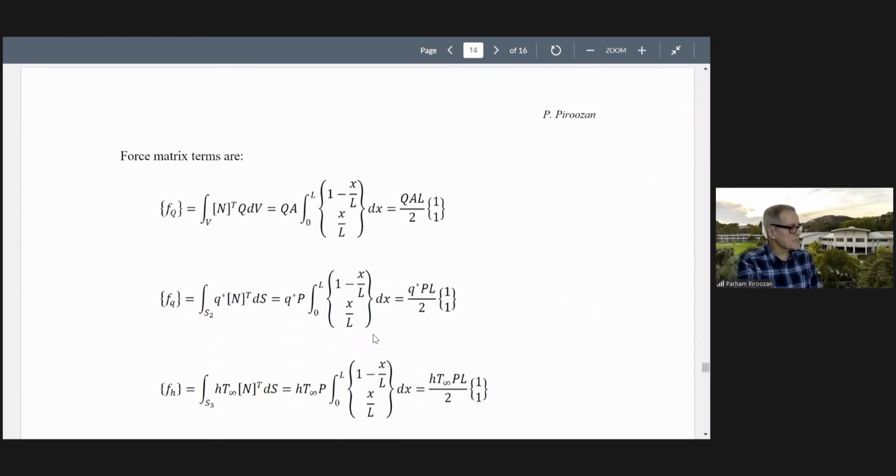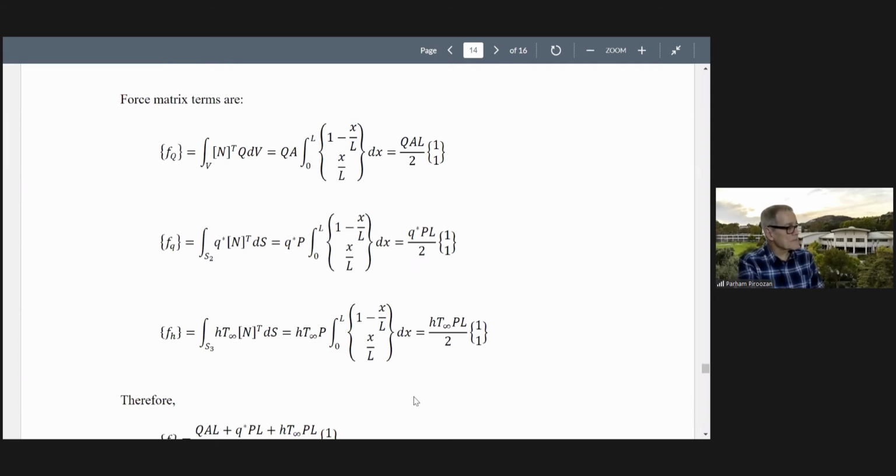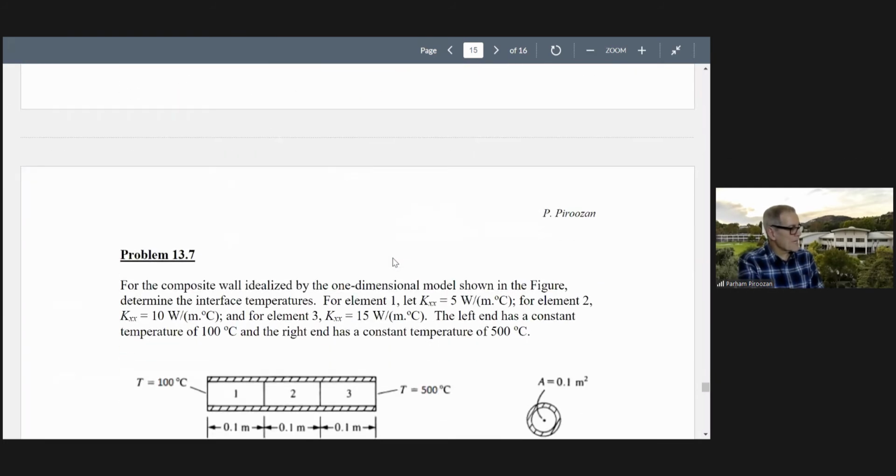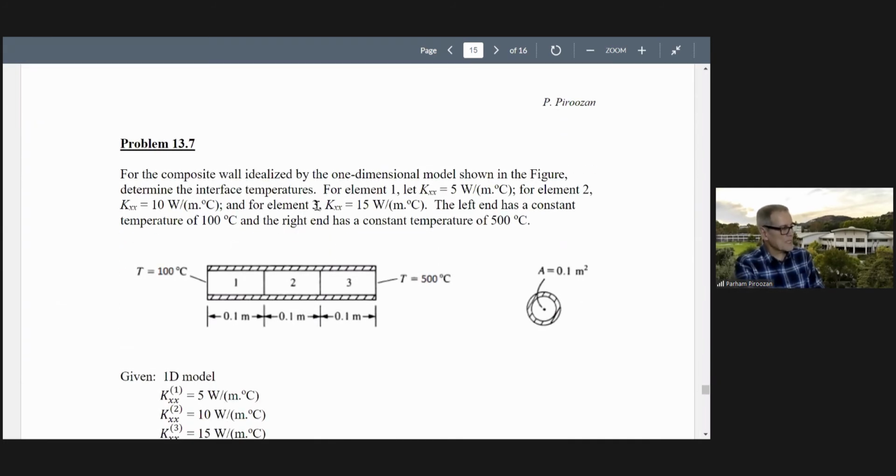So let's look at this example. And then F here, we looked at this one. So F, these shape functions, if you put them in, a simple integration gives this. F sub lowercase q is conduction from the surface, given by this, and convection is this one. So, time to look at an example problem. I think we briefly looked at this one, but now let's look at it in more detail.